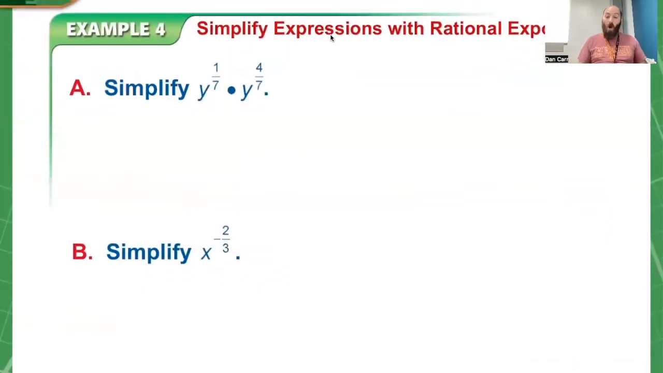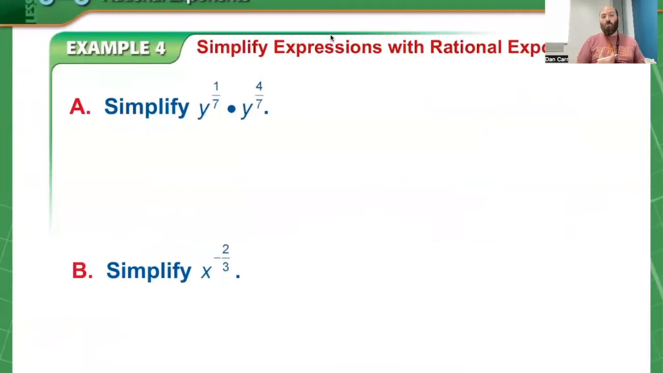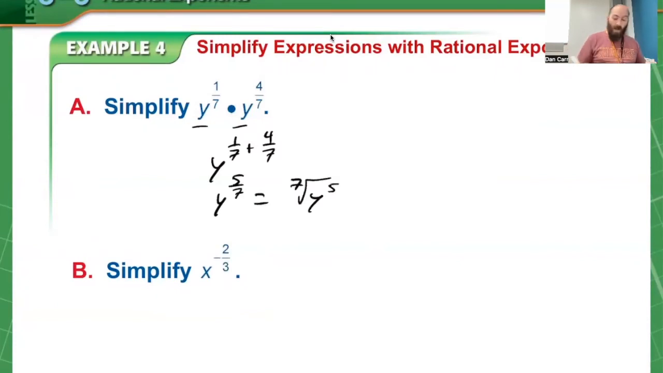All right, since we're dealing with exponents, all those properties from before still apply. So what that means is if I am multiplying with the same base here, then I can do the same as what we've done before. I can do addition between the two exponents. So this is the same as y to the 1/7 plus 4/7. If I add those together, I get y to the 5/7. Now, in terms of simplifying, we may want to also write this as the 7th root of y to the 5th. Okay, just recognize that those are the same thing.